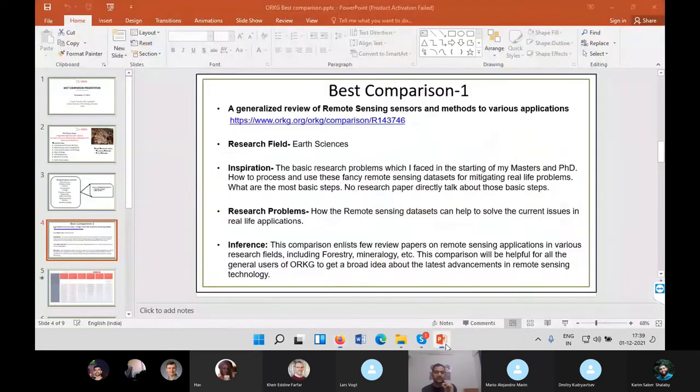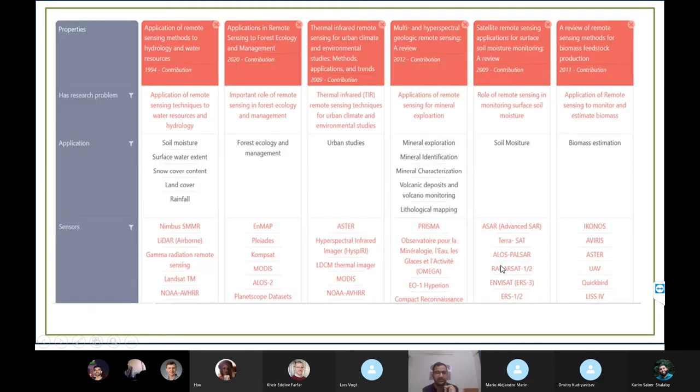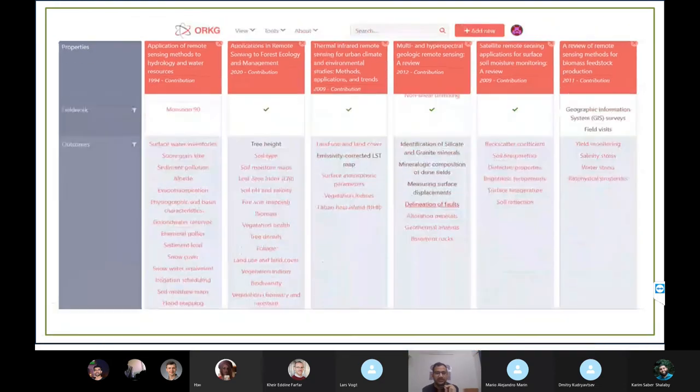So coming back to the presentation, finally the inference was this comparison of a few research papers on remote sensing applications in various research fields, including forestry, mineralogy, etc. Also, this comparison will be helpful for all the general users of ORKG to get a broad idea about the latest advancements in remote sensing technology. So this was the comparison which I showed.